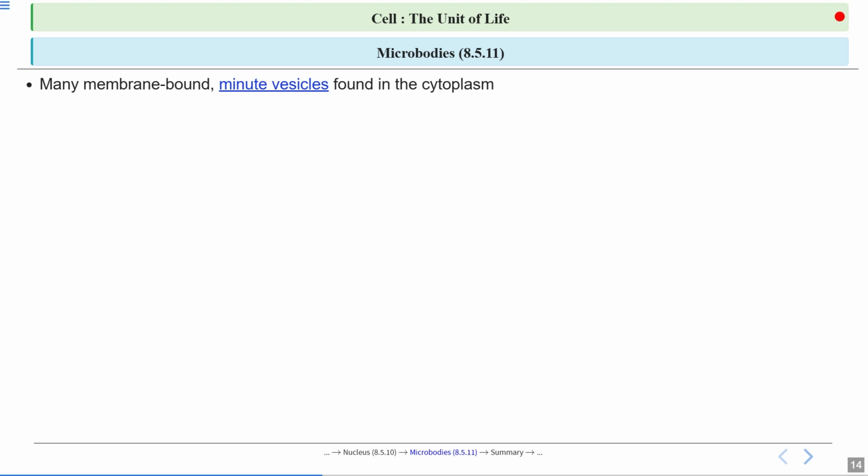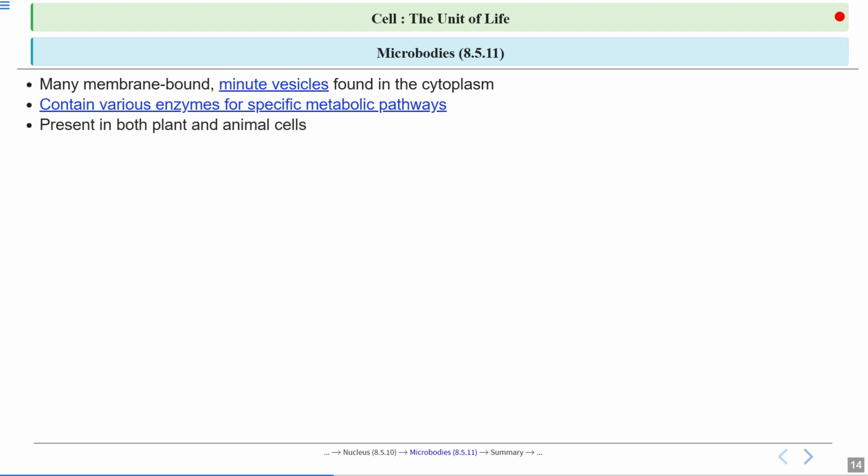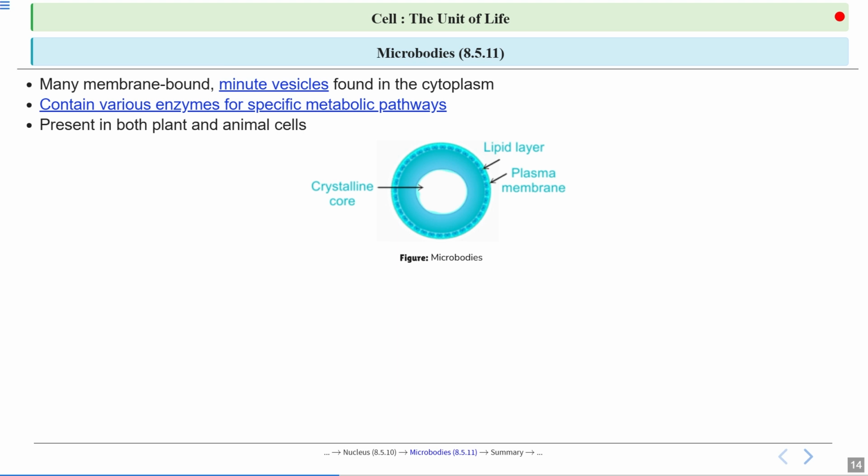Now let's talk about the microbodies. Membrane-bound minute vesicles found in the cytoplasm are known as microbodies. They contain various enzymes for specific metabolic activities. Metabolic activities are all your biochemical reactions. They are present in both plants and animals. Here you can see an image showing microbodies. This is the plasma membrane, then you have the lipid layer, and this is the crystalline core of the microbodies. These microbodies consist of various enzymes which are involved in biochemical reactions.